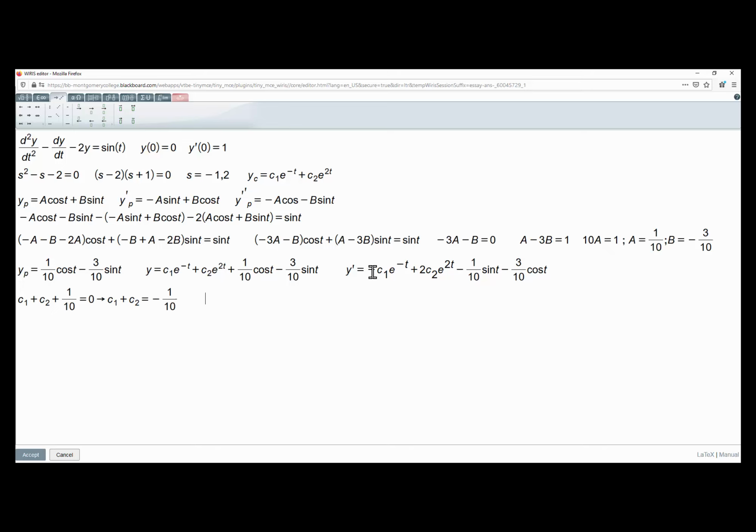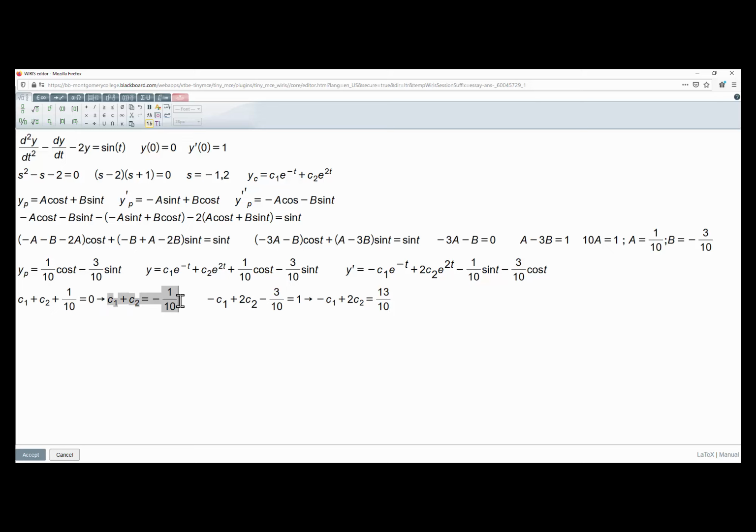And then here y prime at 0 is 1. So what we get from here is negative c1 plus 2c2, this part will be 0, this would be negative 3 over 10, and that equals 1. So this implies negative c1 plus 2c2 equals, when we transfer it to the right side, 13 over 10, right?